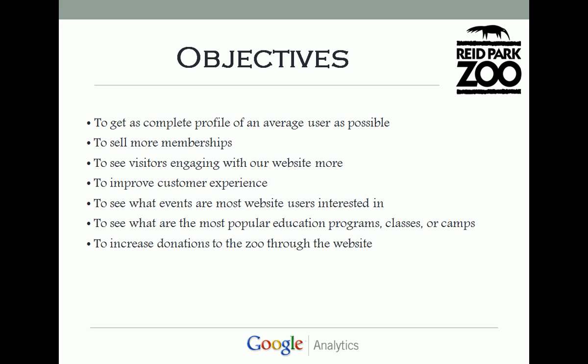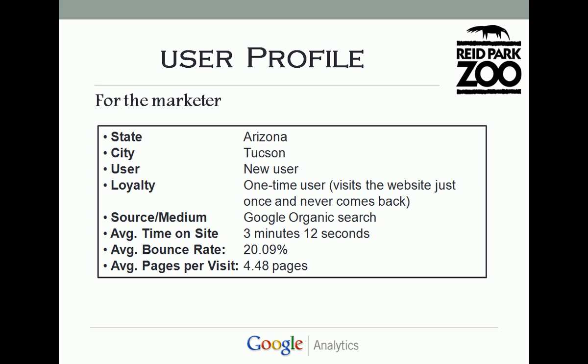And to increase donations to the zoo through the website. However, before we could proceed with analysis and try to figure out whether we could achieve the objectives or not, we needed to establish the key performance indicators that would help us and the marketing personnel of the website decide whether the objectives are being met or not.